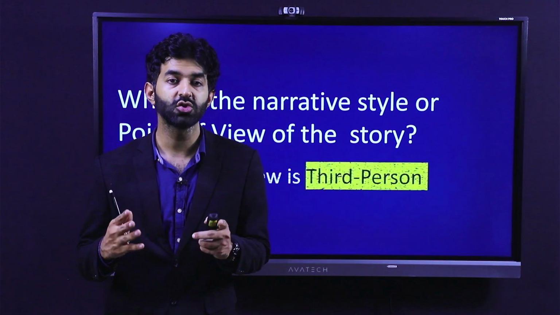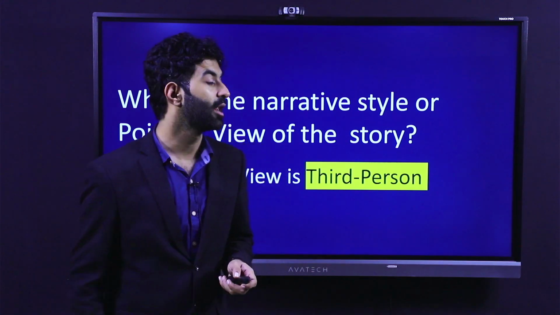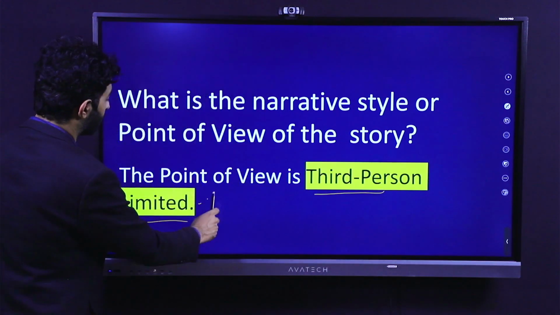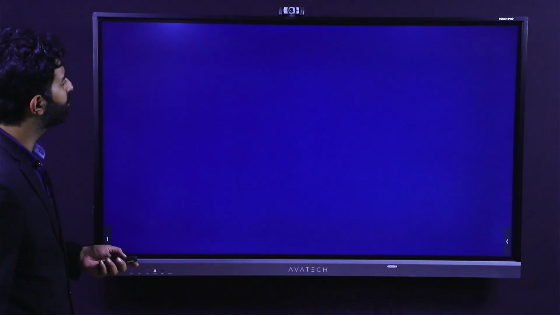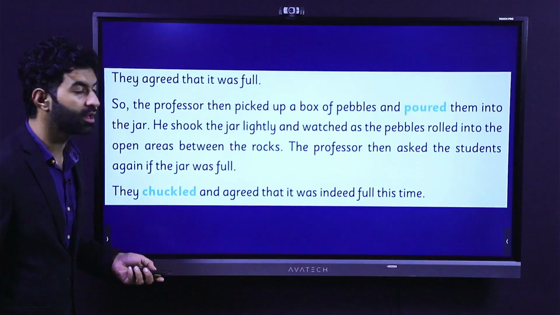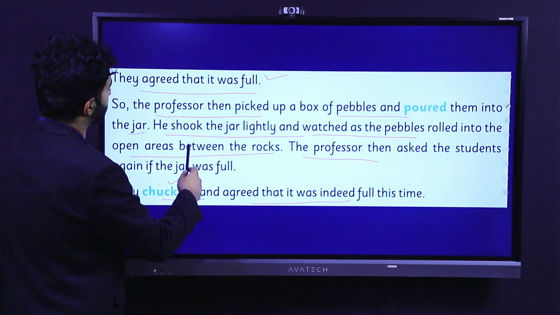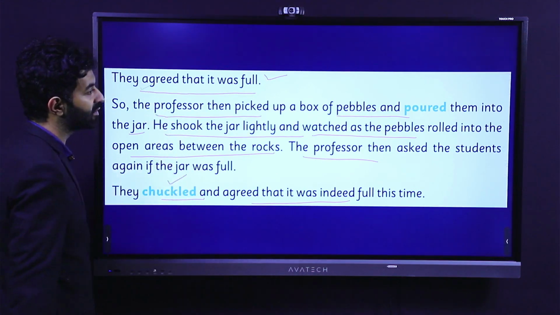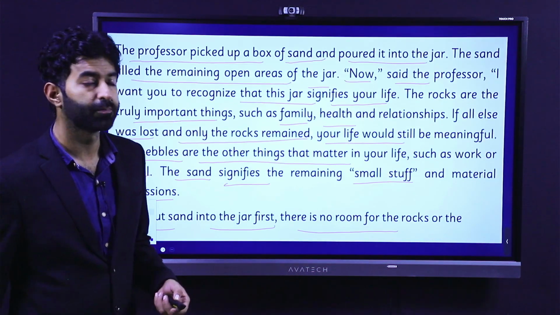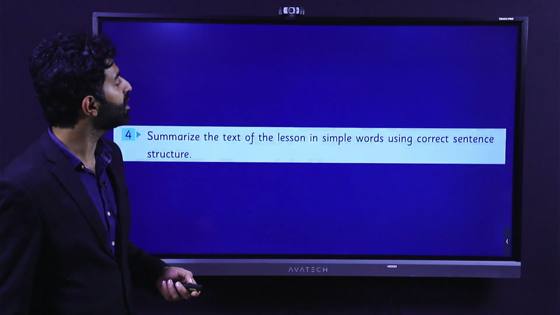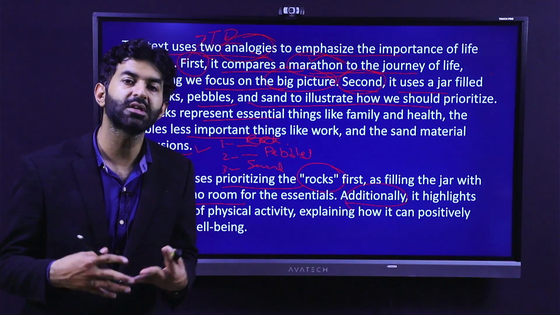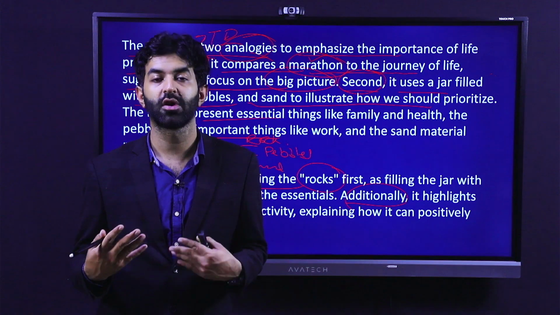Let's find out. Students, this is third person limited. The point of view is third person. How do we find it? Because in the story, if we go back, you can find that the narrator is not part of the story. The narrator is just narrating to us and he's not part of the story. So this makes it a third person. And you can see words like they, he, she, and this tells us that this is in the third person pronouns, hence it is third person. But why is it third person limited? Why not third person omniscient?